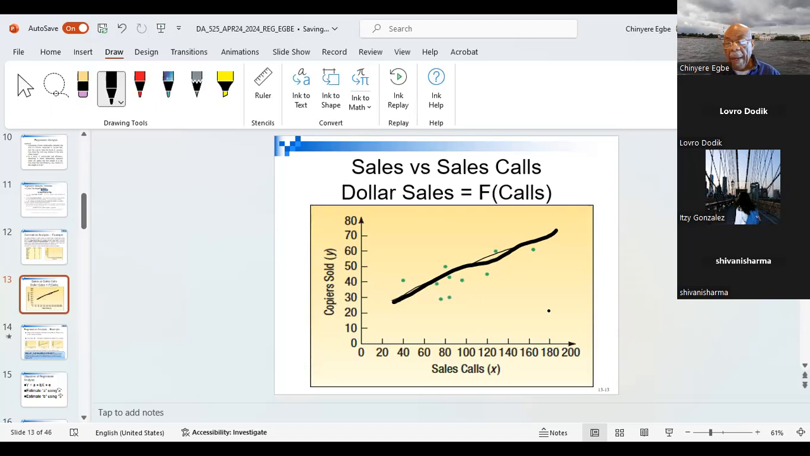Are you seeing my lines? Hello? Can I hear somebody? Unmute yourself. Yes. Okay. You can see the line that I was drawing.